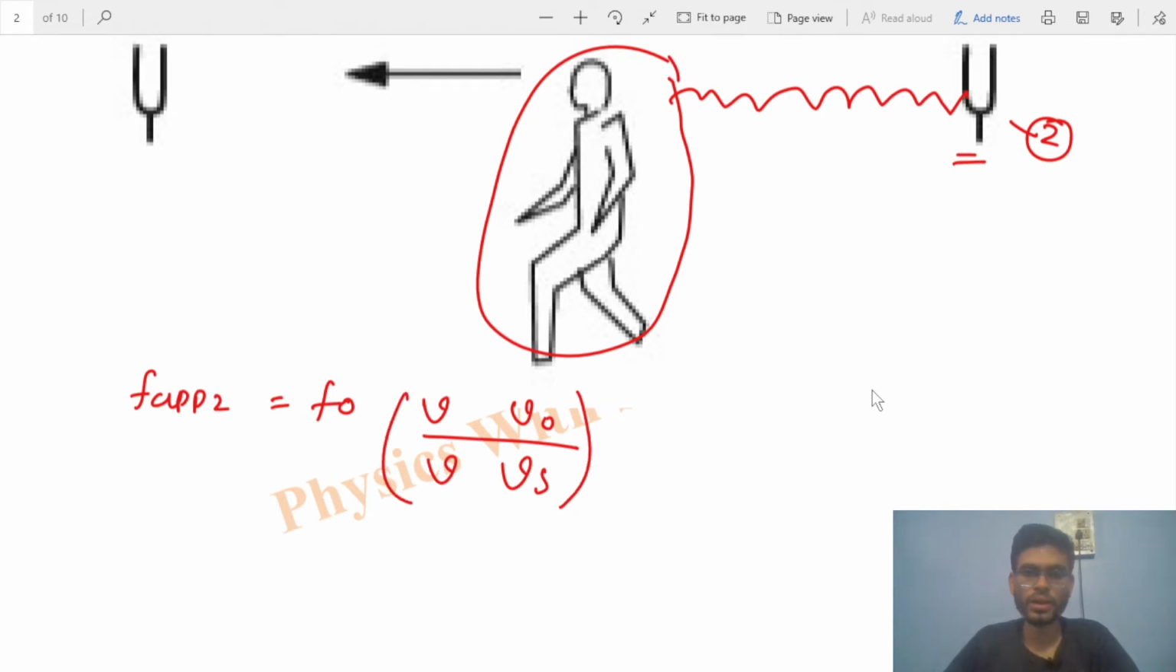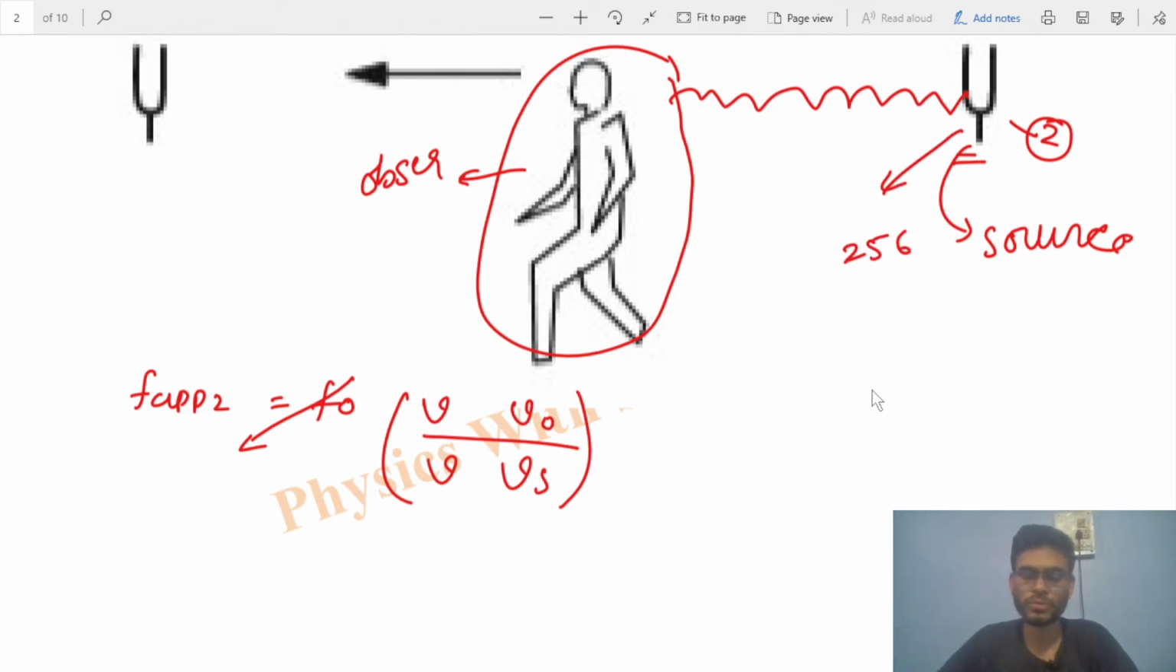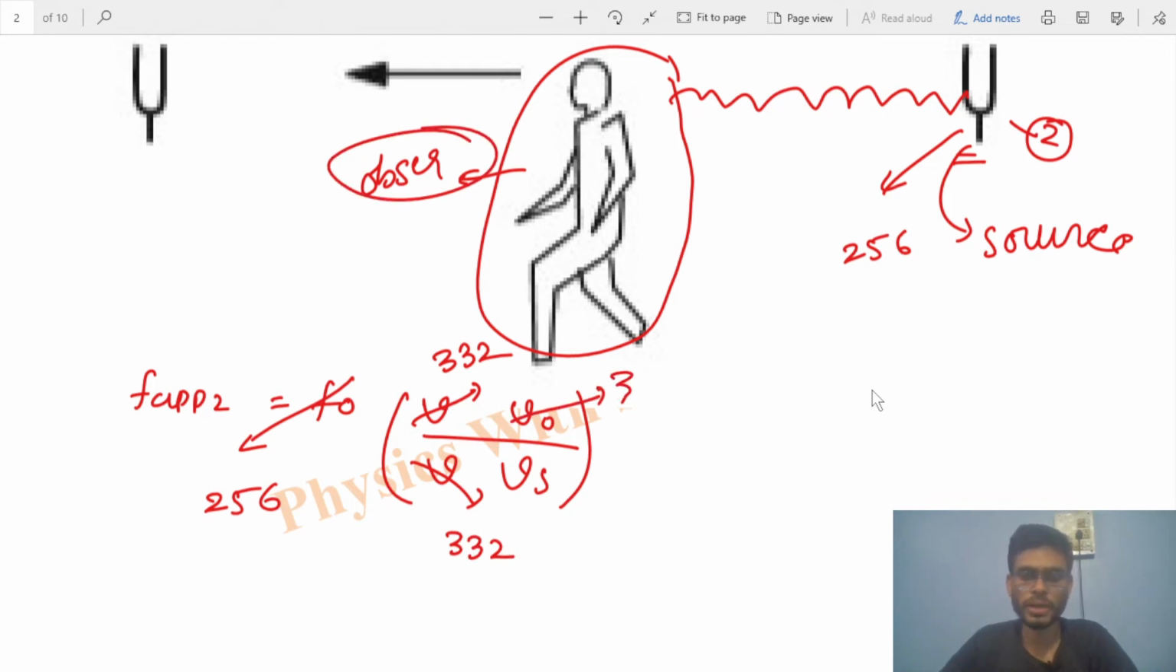Okay, now again this tuning fork is your source and this listener is your observer. f0, that is the original frequency of the source of sound. कितना था? ये वाला ट्यूनिंग फॉर्क का भी कितना था? 256. So ये 256 हो जाएगा. V, that is the speed of sound, that is 332, है ना? So ये वाला भी कितना हो जाएगा? 332. Vo, that is the speed of the observer. Observer is moving with 3 meter per second, right? Vs, that is the speed of the source. जो source है वो तो stationary है. This will be 0, right?